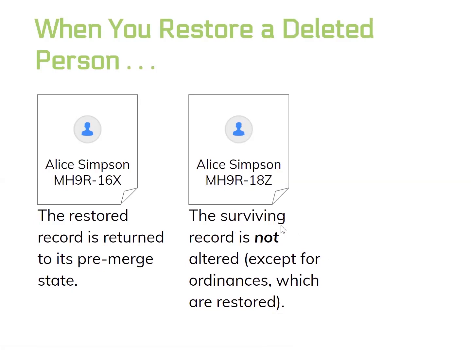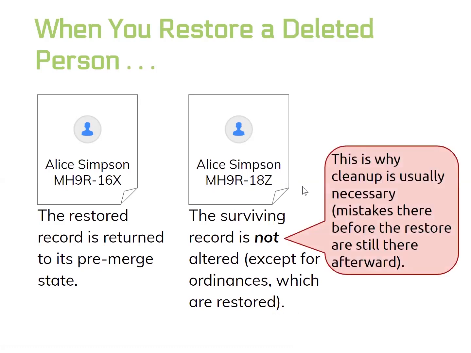But the rest of the information that was wrong on this record is still wrong. And that's why cleanup is so important to do, because of those mistakes still staying there. And when we're new at this, we wouldn't suspect that, right? We would expect, well, gosh, we just undid the bad merge, so doesn't everything go back to normal? Not in the case of restoring a deleted person.